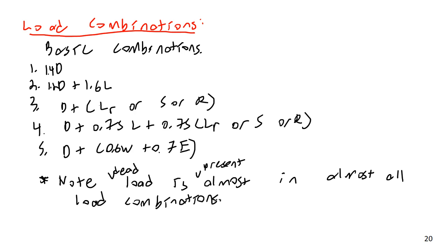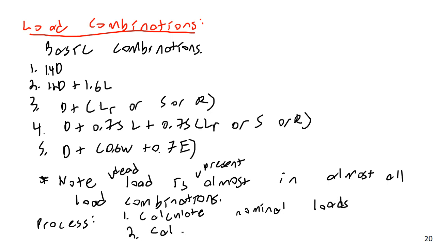And how you work with these, basically, is you process. 1, calculate your nominal loads. 2, calculate all relevant load combinations. So you're gonna run through these calculations many times. You're gonna calculate this one, this one, this one, etc. Calculate all load combinations and design members for the largest, or what we call the critical. Design members for the largest load combination.